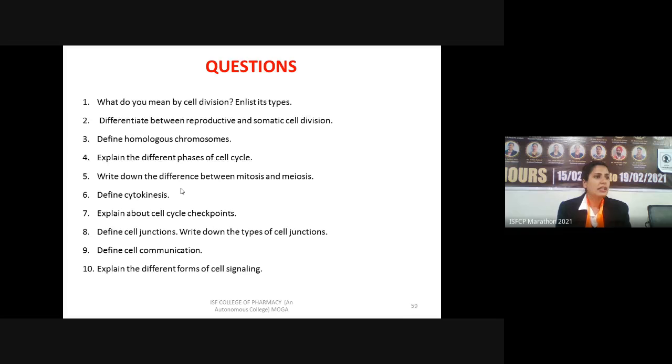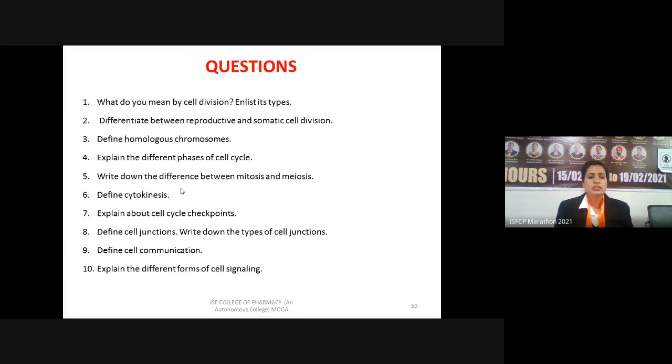Next we have is define cell communication. So cell communication is the process by which the cells communicate with one another, or it is the process by which a cell sends the signal to the another cell, or it sends the signal to its neighboring cells. So cell communication has two types. It may be intercellular or it may be intracellular. The intracellular communication involves the signaling between the cells, and intercellular signaling involves the signaling between the neighboring cells.